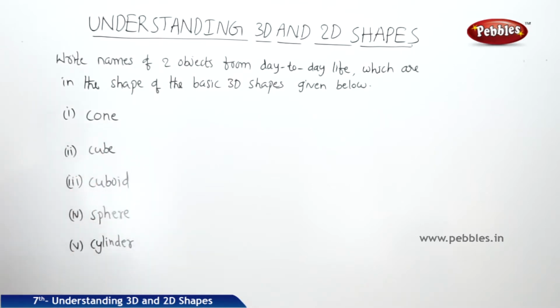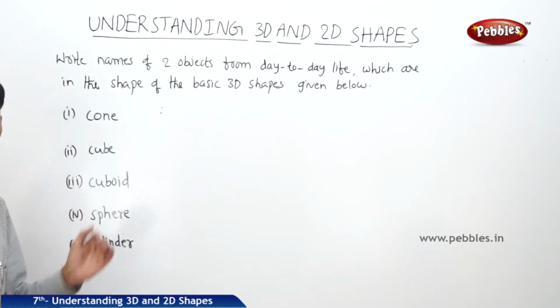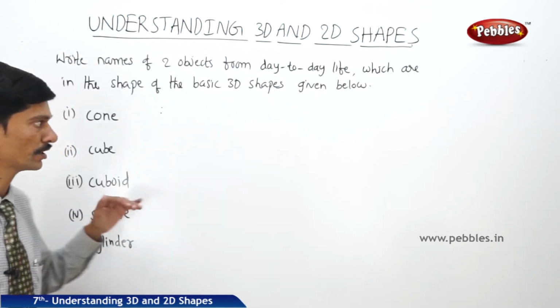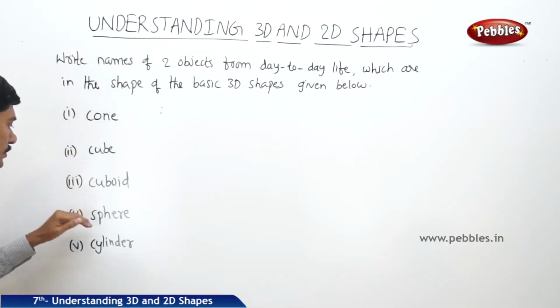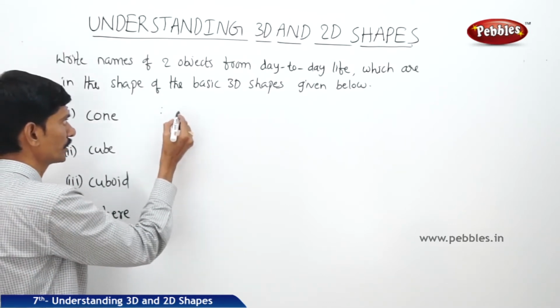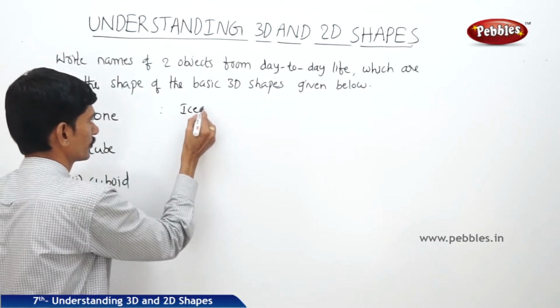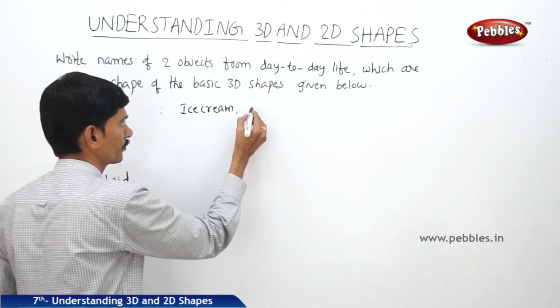Write names of two objects from day-to-day life which are in the shape of the basic 3D shapes given below. So the different shapes are cone, cube, cuboid, sphere and cylinder. Now if you observe the objects from our day-to-day life, we can find so many objects which are in the shape of either cone or cube or cuboid or sphere or cylinder. If we consider the cone, then we can take ice cream cup and upper part of the funnel.